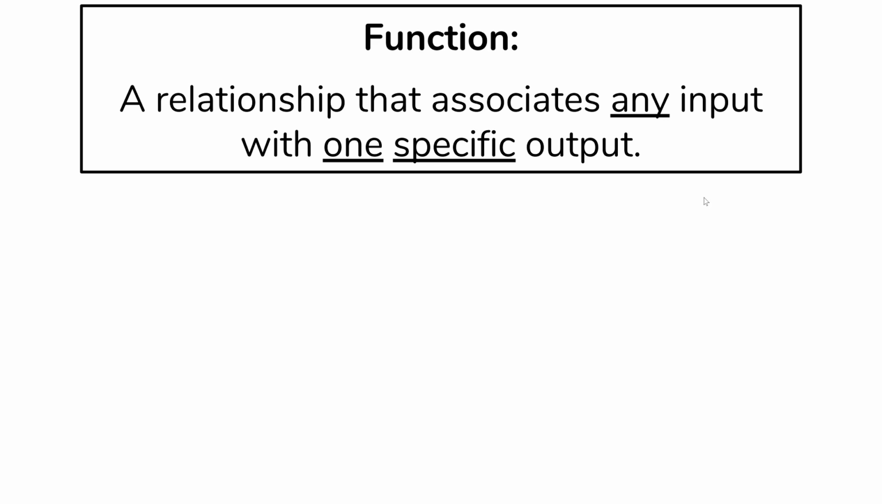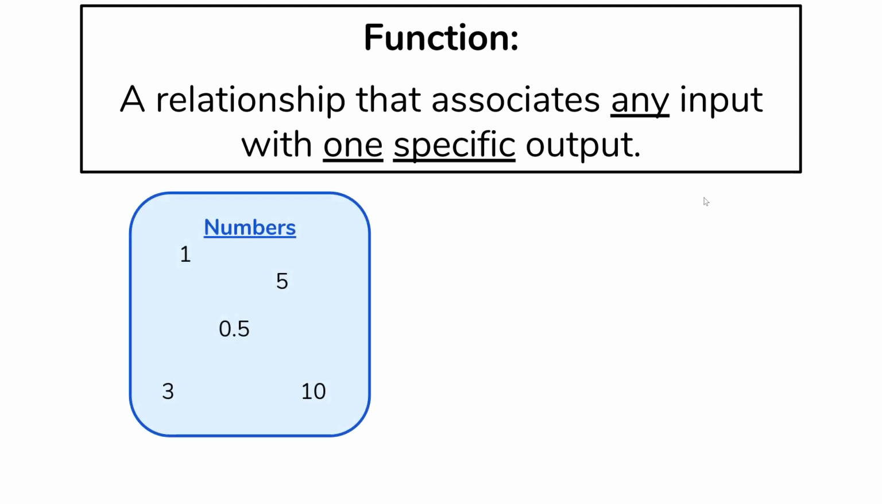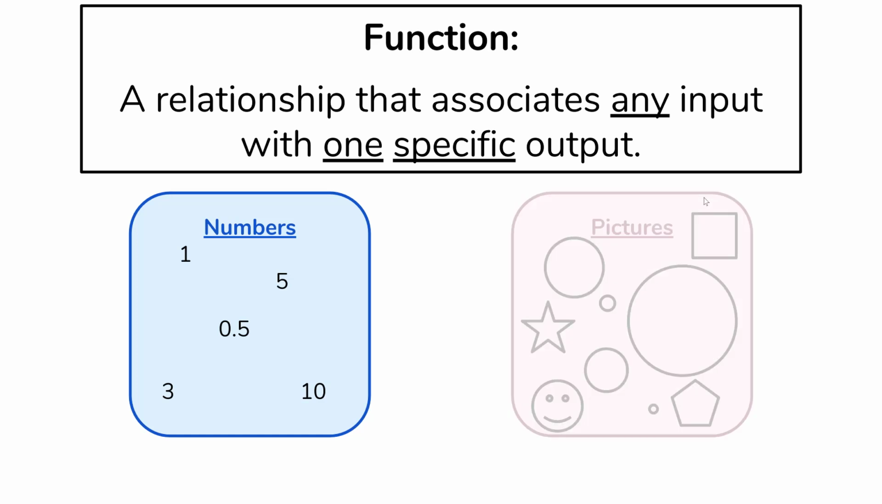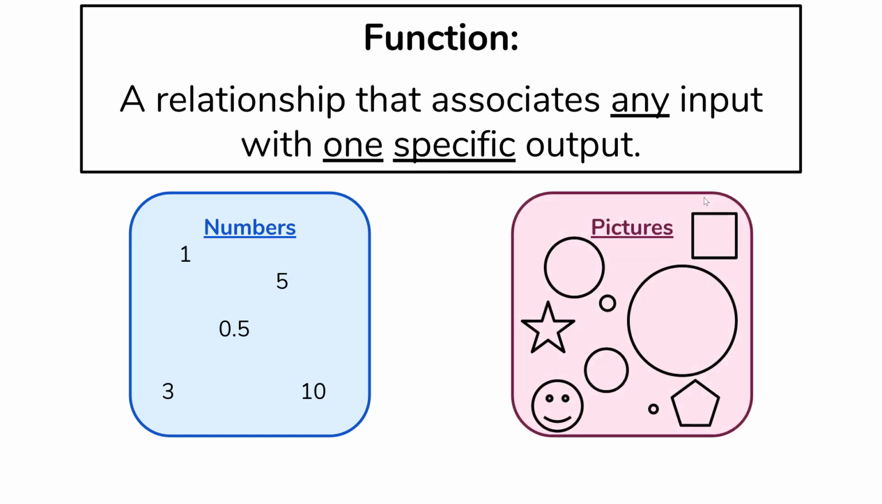Let's look at an example. This blue box represents the world of numbers. Even though you only see a few numbers, imagine any number you can think of is somewhere in that box. This red box represents the world of pictures. Any picture is somewhere in this box. You can use a function to match up any number with a corresponding picture. That is, you put a number in, you get a picture back out.